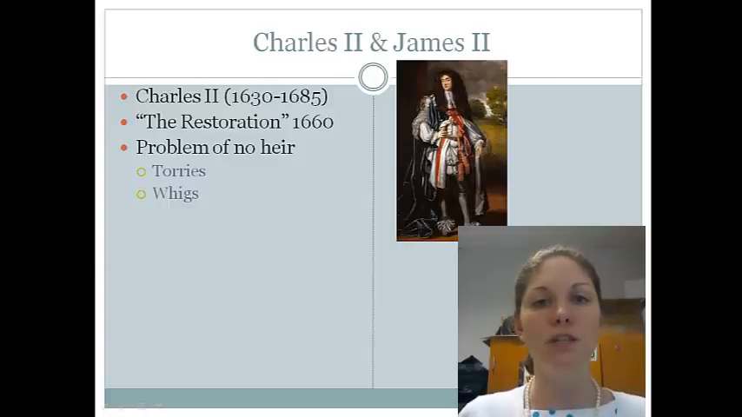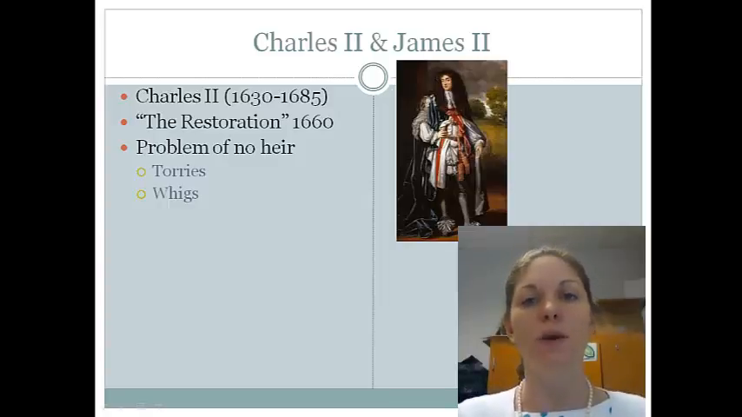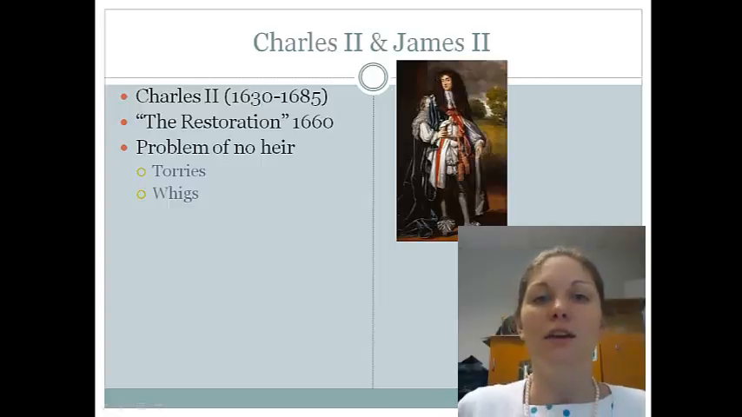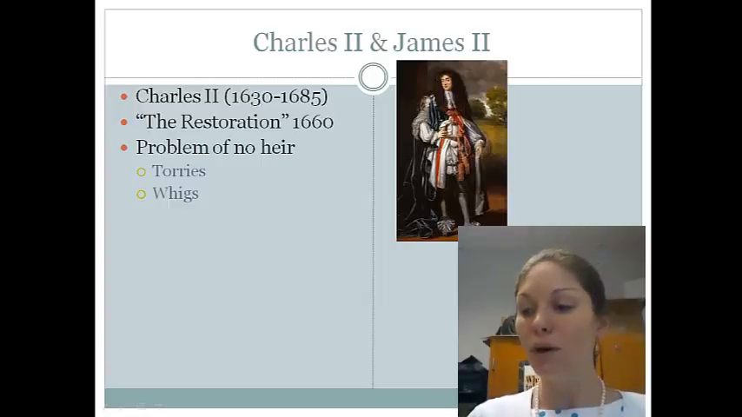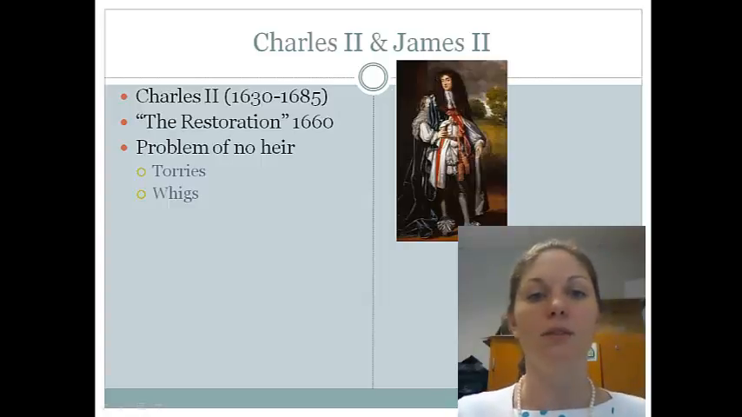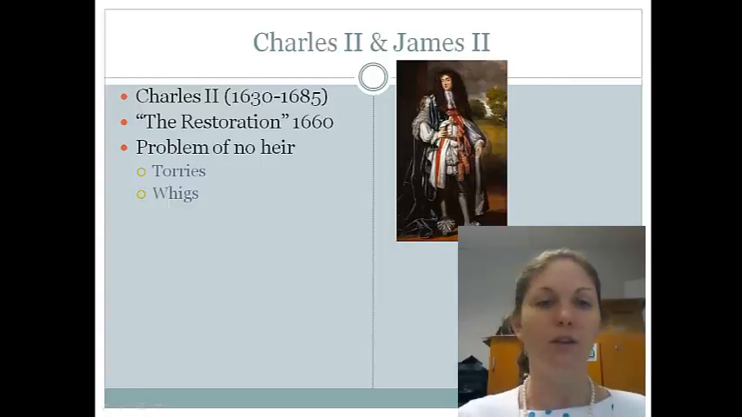They don't know what to do because James II, Charles II's brother, is Catholic, and when Charles passes away, the monarchy would pass to James II, and they don't want a Catholic king again. So in Parliament, yet again, there are two sides to this debate. There are the Tories and the Whigs. So the Tories are the supporters of James. They are the ones who want James to be king despite the fact that he is Catholic. The Whigs are those who are opposed to James becoming king because he is Catholic.